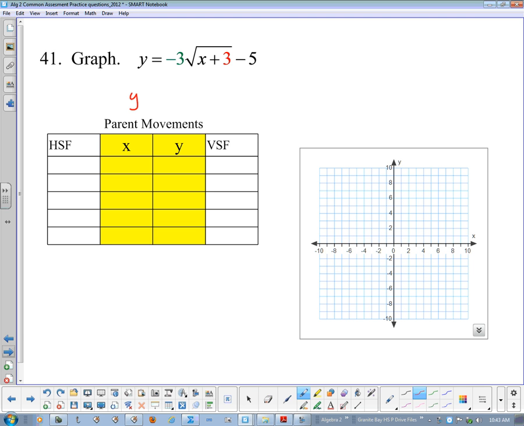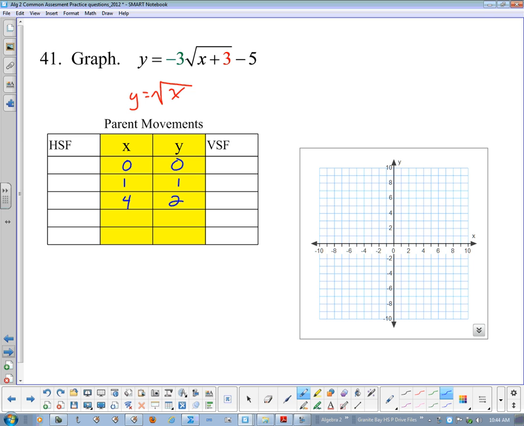The parent for a square root is just the square root of x. Nothing changes here. We can use a parent. It's pretty easy. Let's substitute in. Square root of 0, 0. Square root of, how about 1? 1. Square root of 4, 2. That's all you want to do right there.